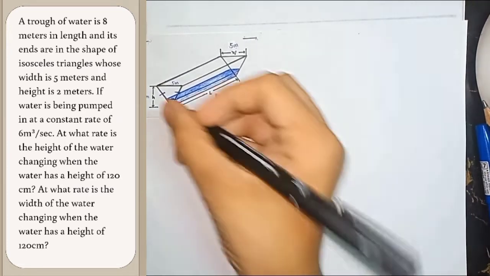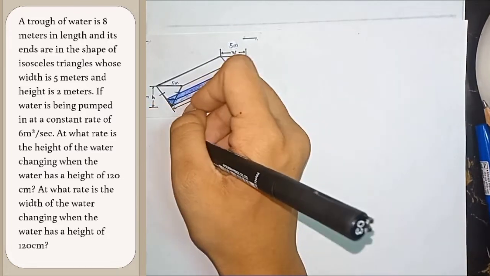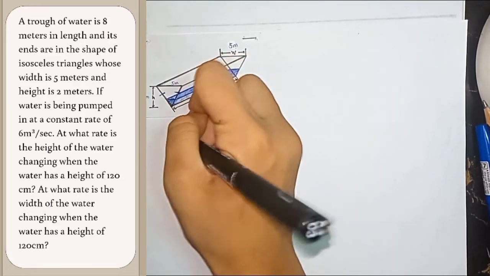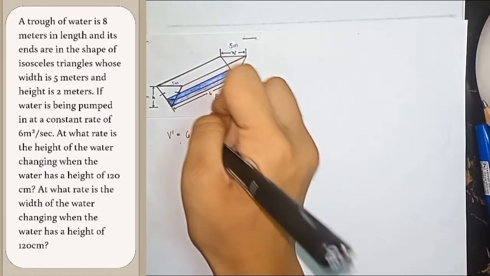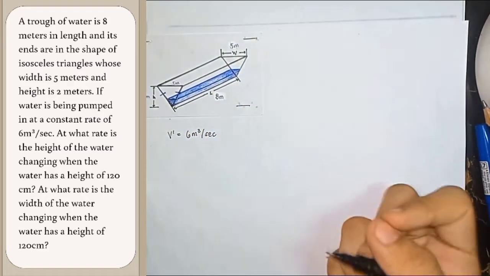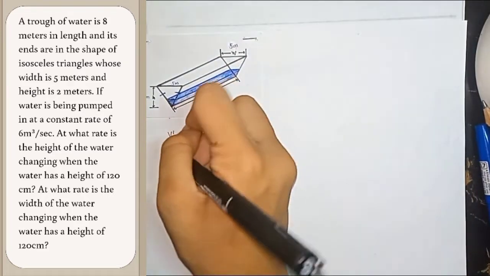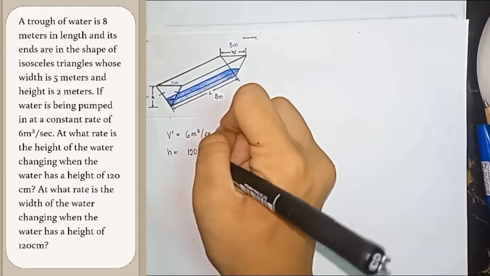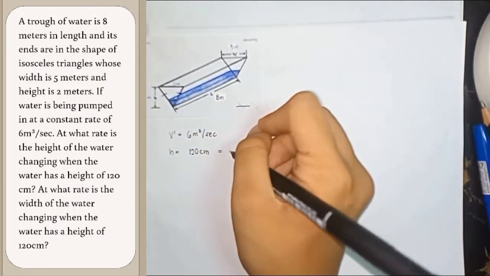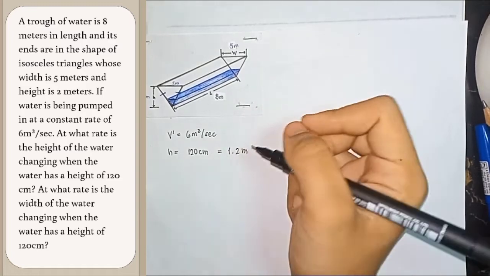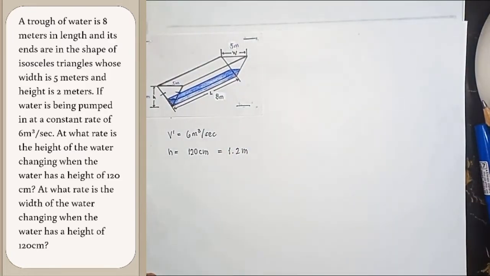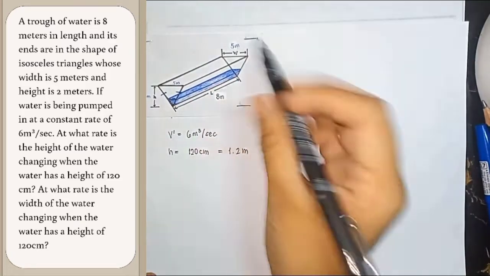So, that's how the volume of the water is changing. So, I'm going to say V prime is equal to 6 cubic meters per second. We want to know H prime when H is equal to 120 centimeters. Now, it's going to be a good idea to write that in meters. So, that's going to be 1.2 meters. The reason to do that is all the other measurements are measured in meters.